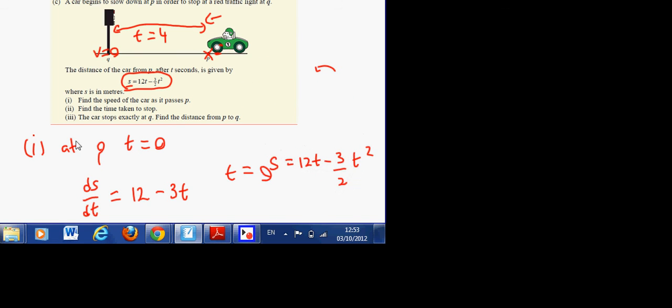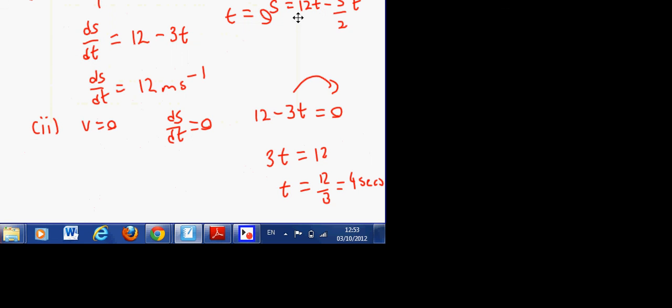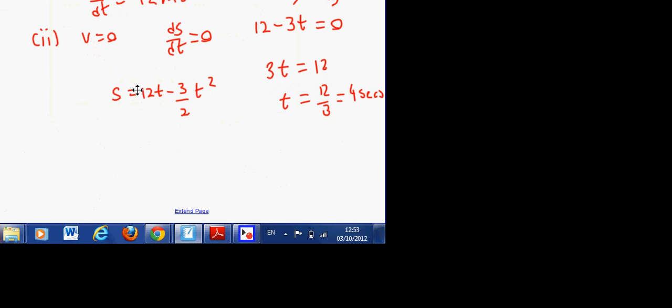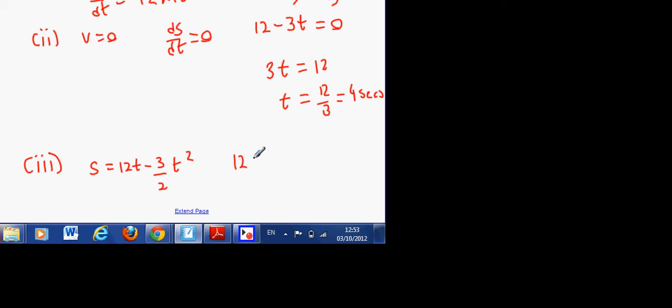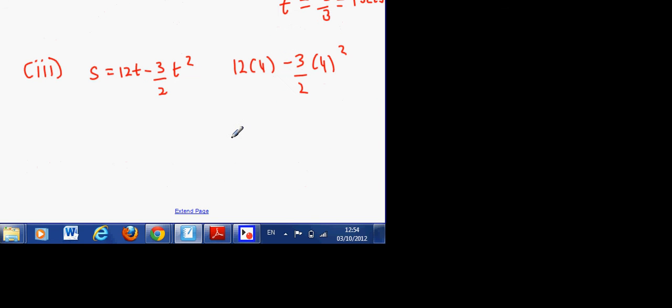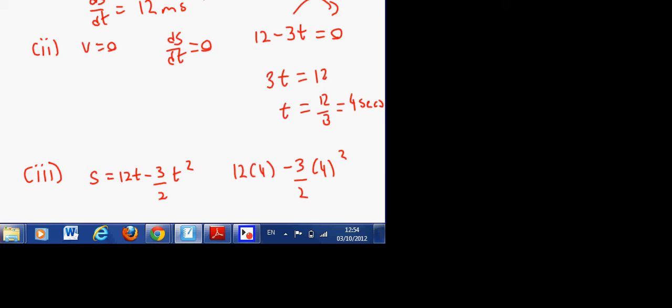So I'm just going to drag this down here and use it. This is part 3, and t equals 4. So it's going to be 12 times 4 minus 3 over 2 times 4 squared. Can anybody tell me what that is? 24 meters? Okay. That's good, lads.